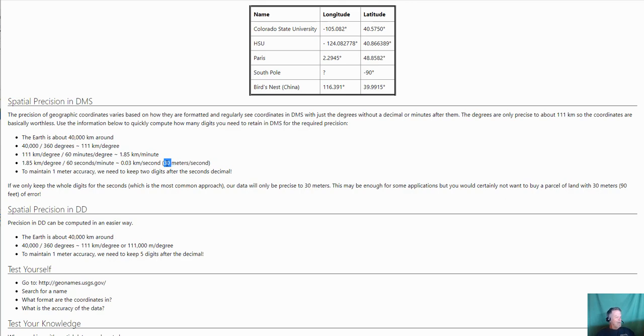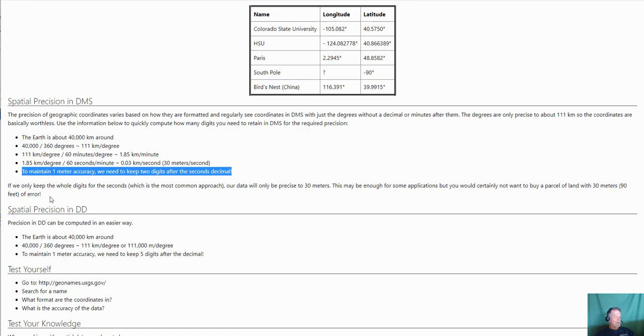Now the problem with that is if we have degrees, minutes, and seconds, and there's nothing after the decimal for the seconds, that means we have data that's only accurate to 30 meters, which is usually not good enough for natural resource applications. If we add another digit, we're down to 3 meters accuracy. So that's close, but we really need 2 to get 1 meter of accuracy, and that's what we like to keep. So you need to remember to keep 2 digits after the seconds decimal.